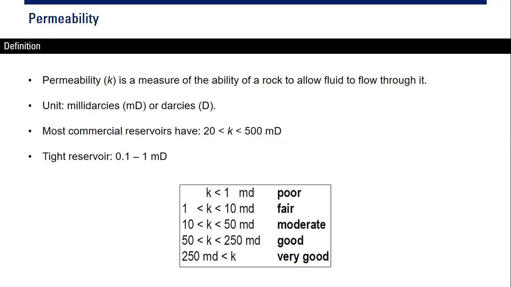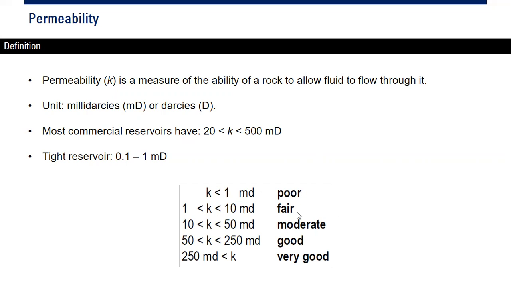Permeability, with the symbol K, by definition is a measure of the ability of a rock to allow fluid to flow through it. The unit is millidarcies or darcies. Most commercial reservoirs have permeability ranging from 20 millidarcies to 500 millidarcies, whereas a tight reservoir has permeability of 0.1 to around 1 millidarcy.